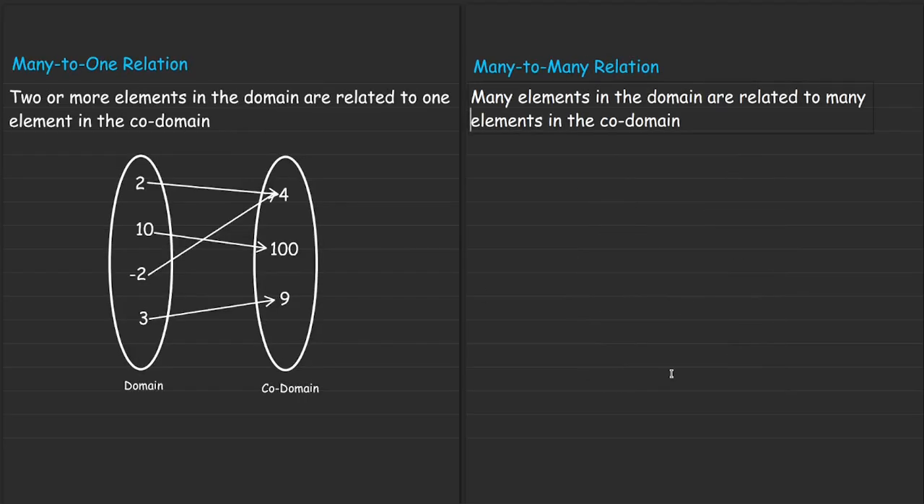So talking of the many to many relations, many to many relations simply means there are many elements in the domain that are related to many elements in the codomain. It is like a web connection. There is no particular order. One can map to many. So it's like the domain elements are mapped to many elements in the codomain, and the codomain elements are also being mapped by many elements in the domain. This is an arrow diagram that will represent that.